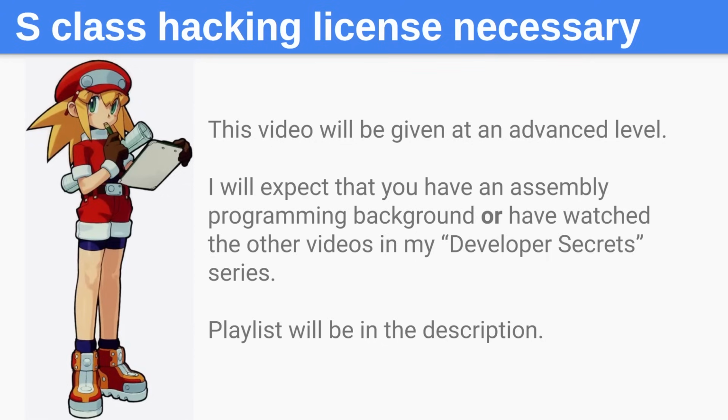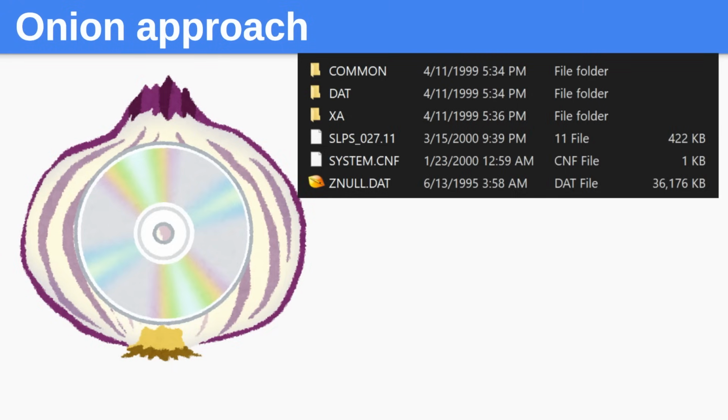This video assumes that you have some kind of programming and especially assembly programming background, or maybe that you've seen the other videos in my Developer Secrets series where I go over a lot of the techniques that are used here. A playlist will be in the description. We're going to take an approach that looks at the game as if it's kind of like an onion. We're going to approach the game from the outside and try to dig inward, layer by layer, until we get to the real core of the game, its real mechanical inner workings.